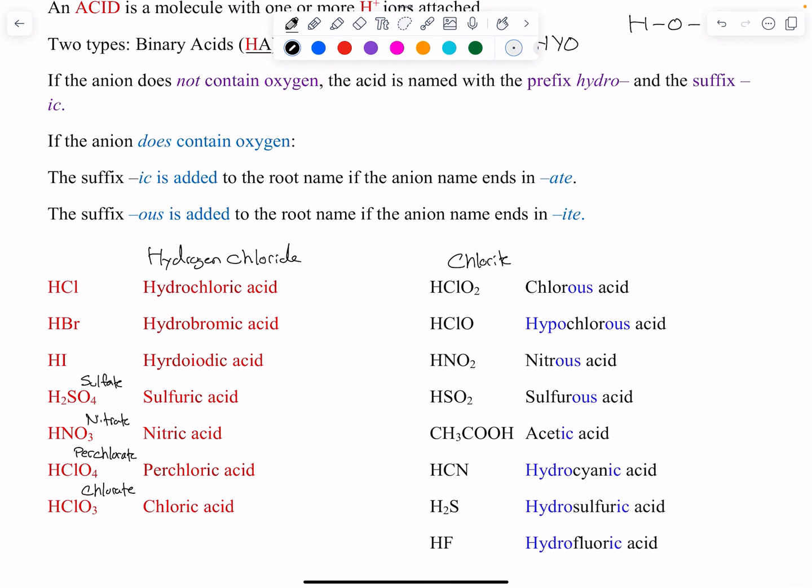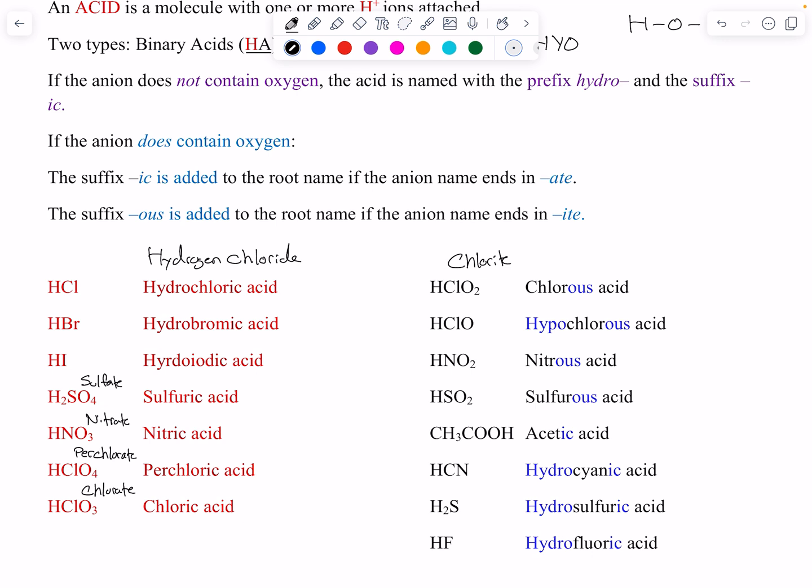Cyanide, no oxygen, hydrocyanic acid. Right? Hydrogen sulfide, so it becomes hydrosulfuric acid. No oxygen, hydrogen fluoride, hydrofluoric acid. So that's the acid naming system.